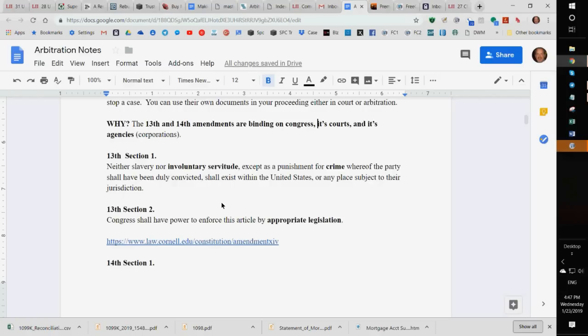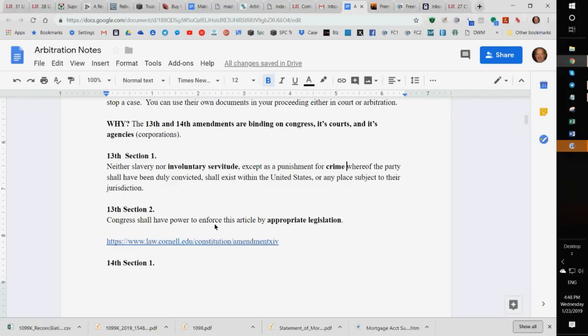13th Amendment, Section 1. I'm not going to read all the sections. Neither slavery nor involuntary servitude, except as punishment for a crime whereof the party shall have been duly convicted, shall exist within the United States or any place subject to their jurisdiction. Bottom line is involuntary servitude. They can't force you into these contracts. And again, crime is actually a commercial crime under 27 CFR 7211.